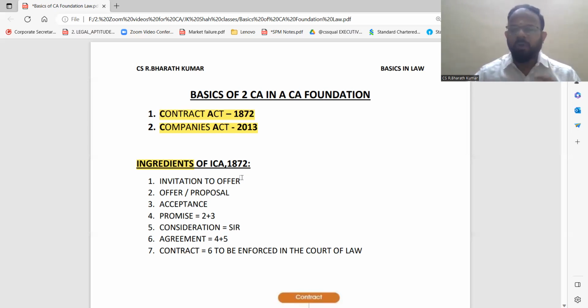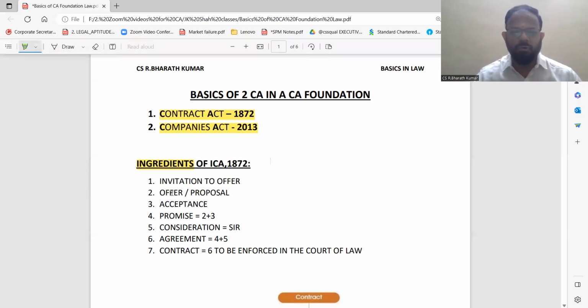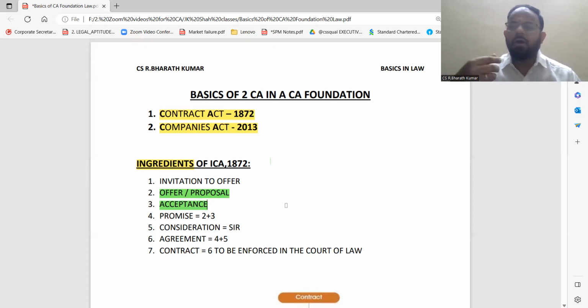When the offer is accepted, it becomes a promise that we make for any person entering into a contract. When we say promise, we say 2 plus 3. What is 2 plus 3? The 2 is going to be offer or proposal. What is going to be 3? It is acceptance. So indirectly, offer plus acceptance becomes a promise, or you can also say an accepted proposal becomes a promise.